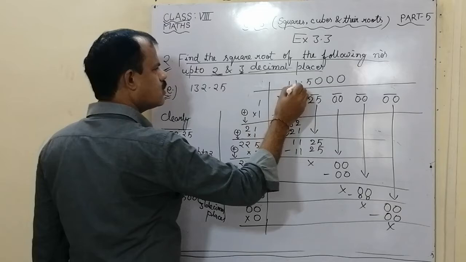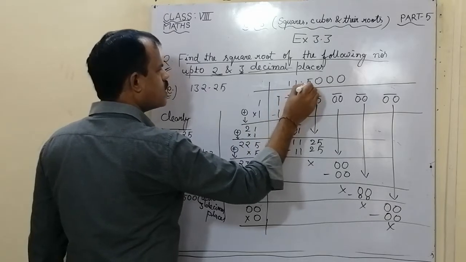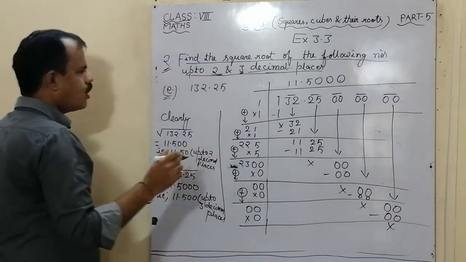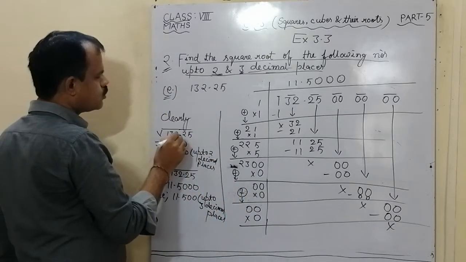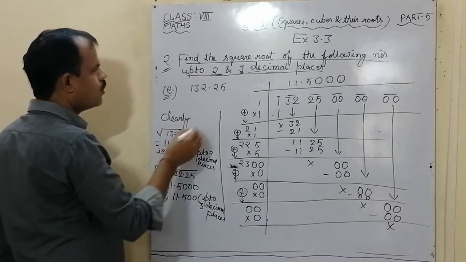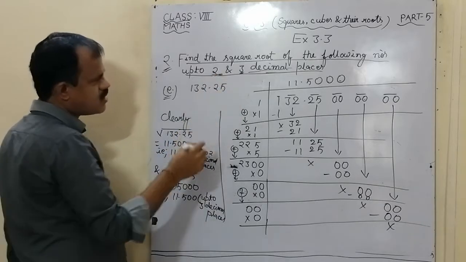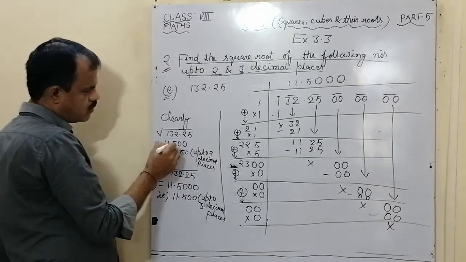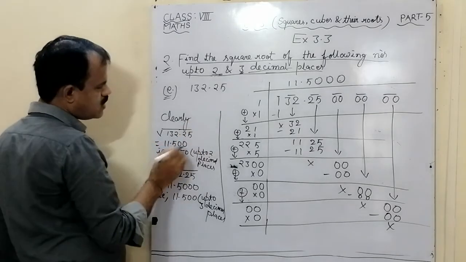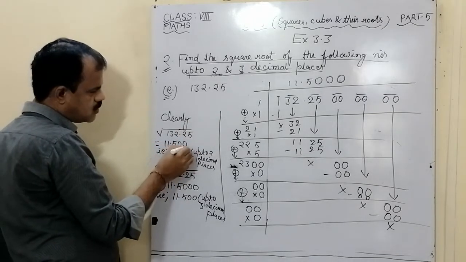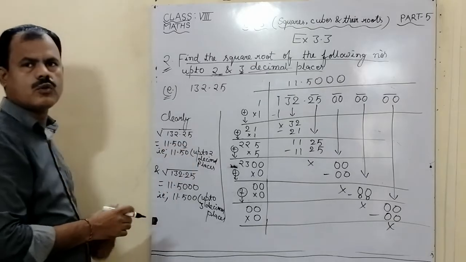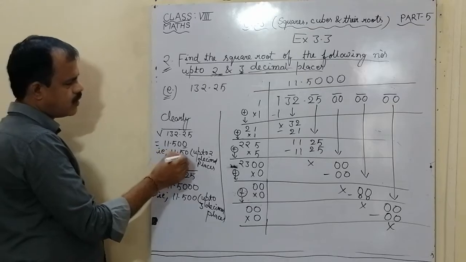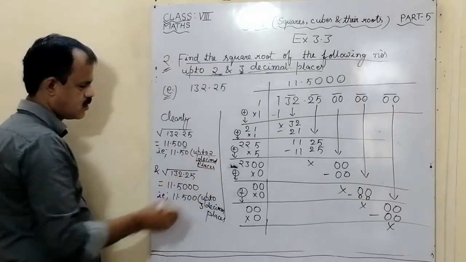So after the decimal, how many places do we find? 1, 2, 3, 4. 4 places of decimal. Now root under 132.25 equals, first we write 2 decimal places, so we take 3 places. Students, look here, 11500, 3 places. At the 3rd place 0 is there, which is less than 5. So we write 11.50 up to 2 decimal places.